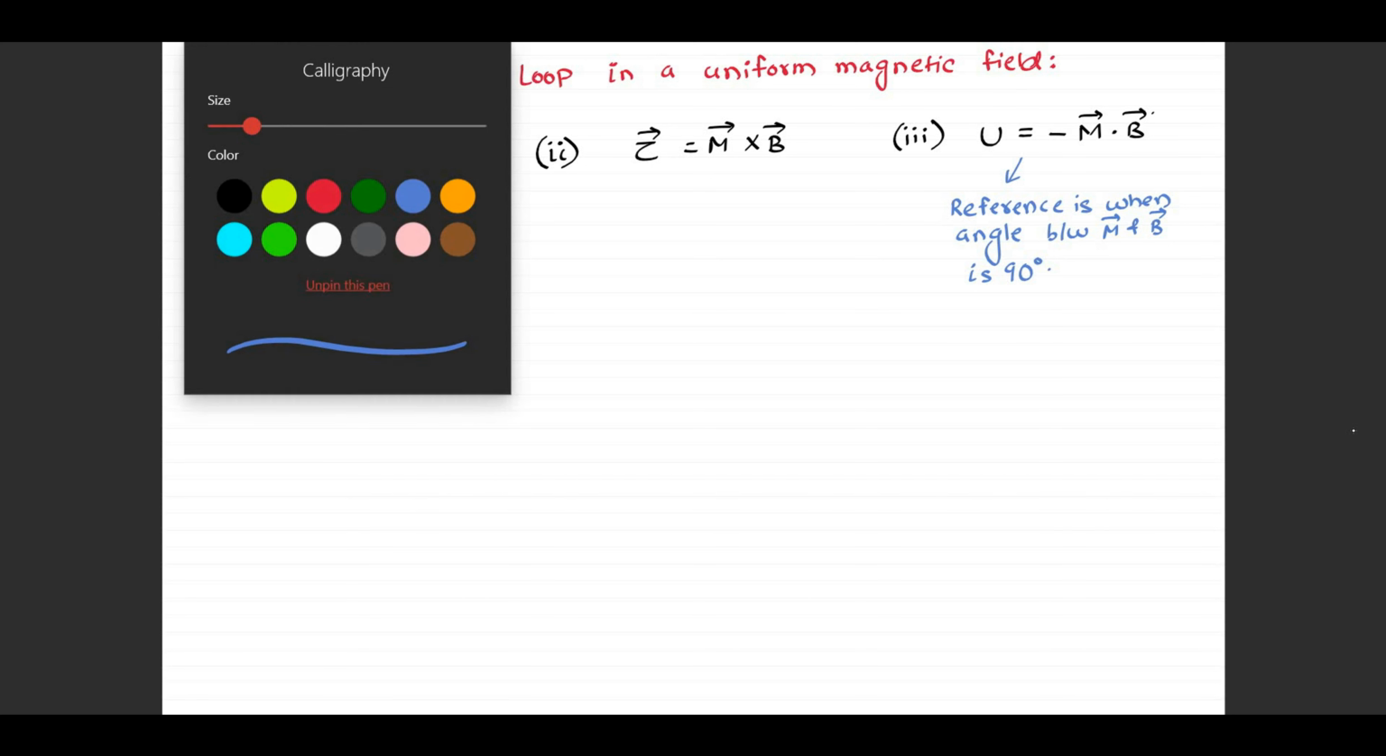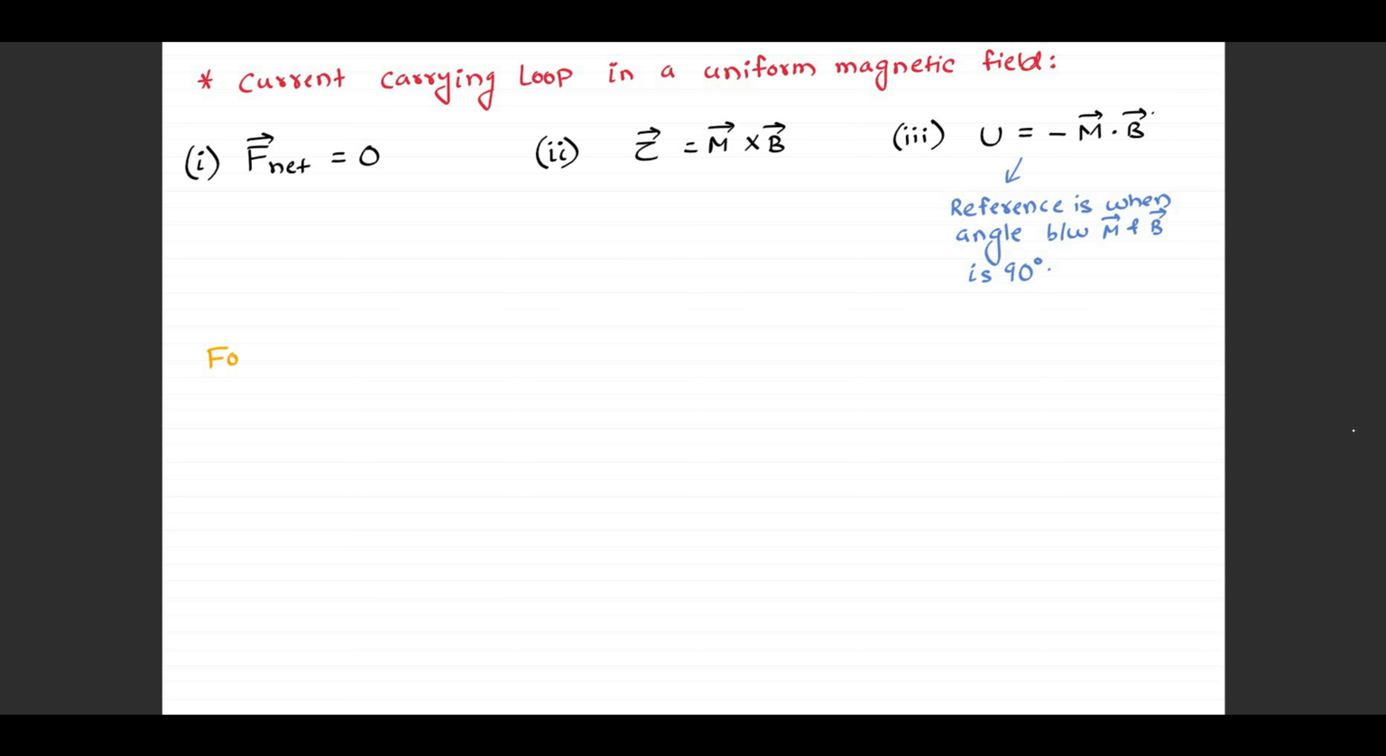For loops having n turns, the magnetic moment then will be n into I into A. Very important. Okay? This is for loops having n turns. Fine?